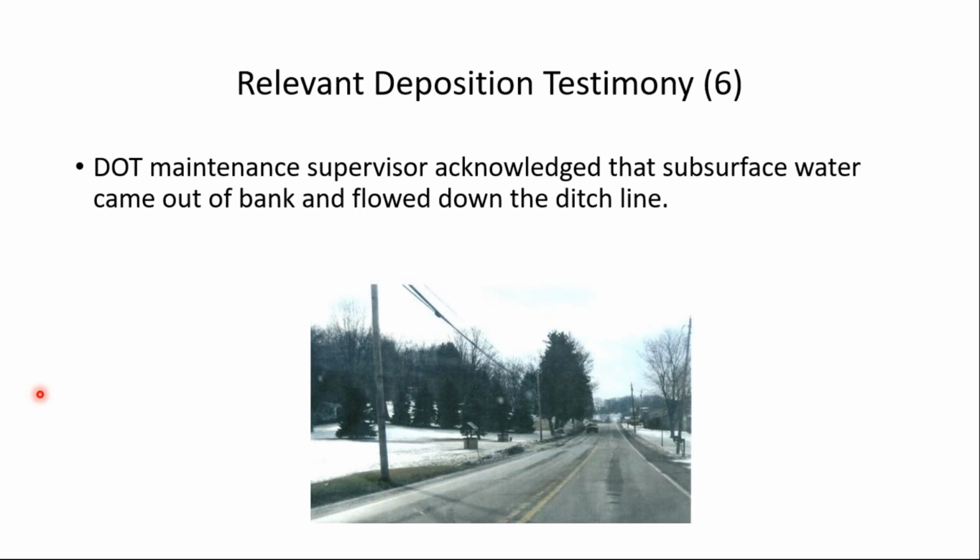The DOT maintenance supervisor acknowledged that subsurface water came out of a roadside bank and flowed down the ditch line. It's kind of hard to see, but if you can see this vehicle here in the photo, off the road there is a slight cut section. That's what I'm calling the bank. And at certain times of the year, heavy snowfall or rainfall, groundwater would seep out of that bank and flow down the ditch line. So that's what he's talking about. And to orient you, it would flow toward us, and the driveway is in this area right here. So it would flow toward the driveway.